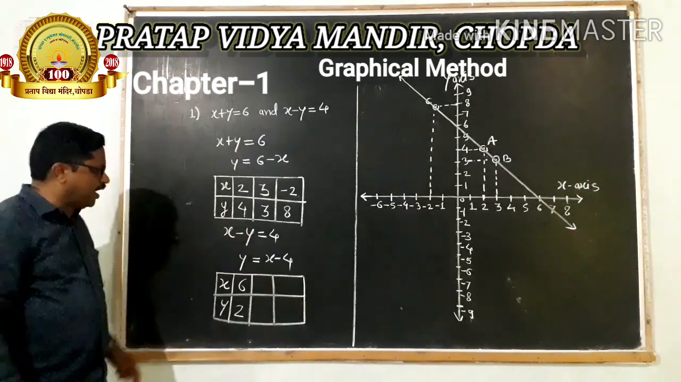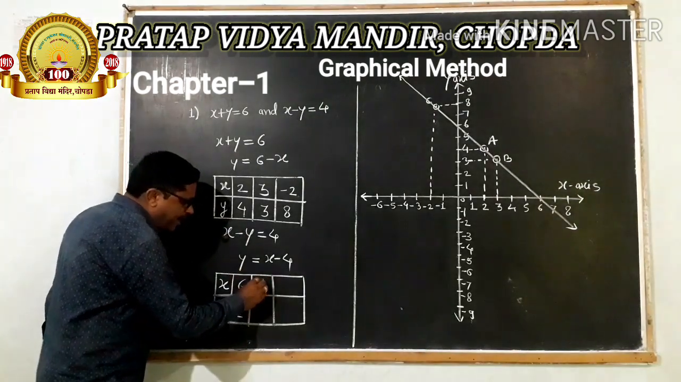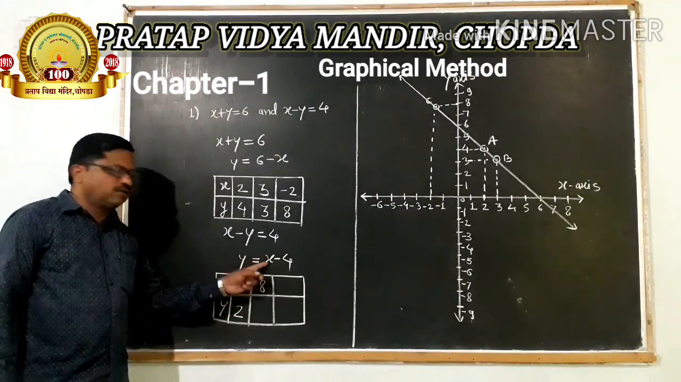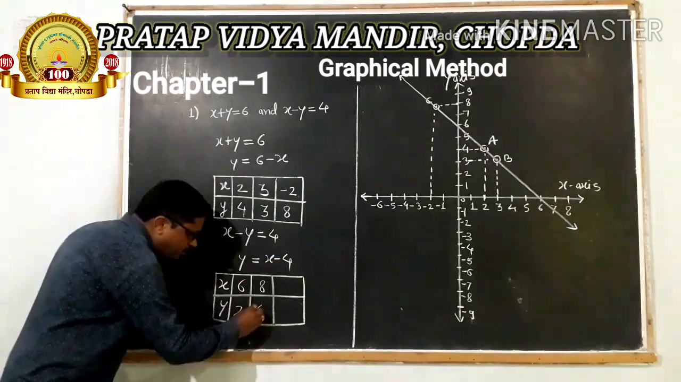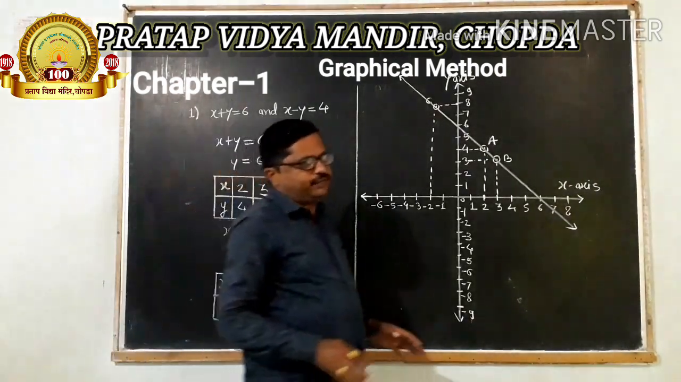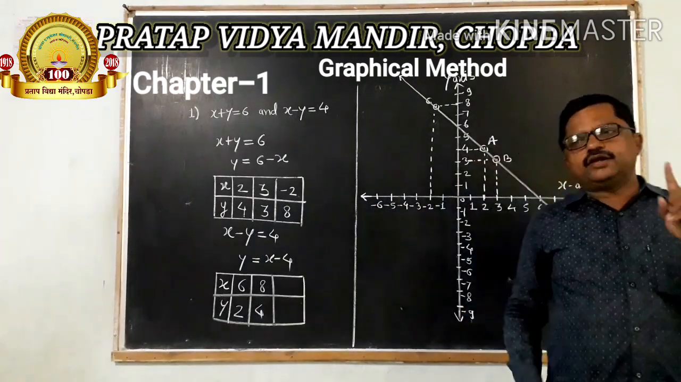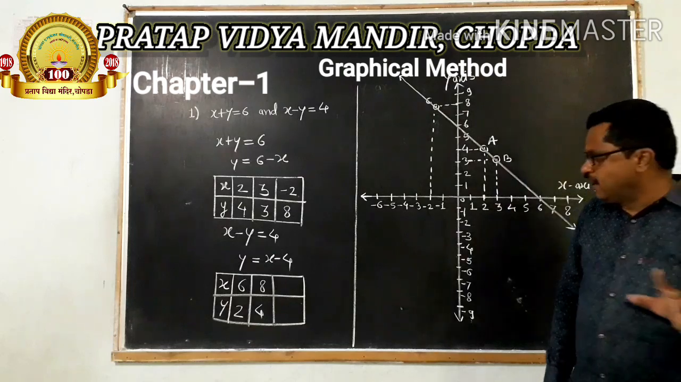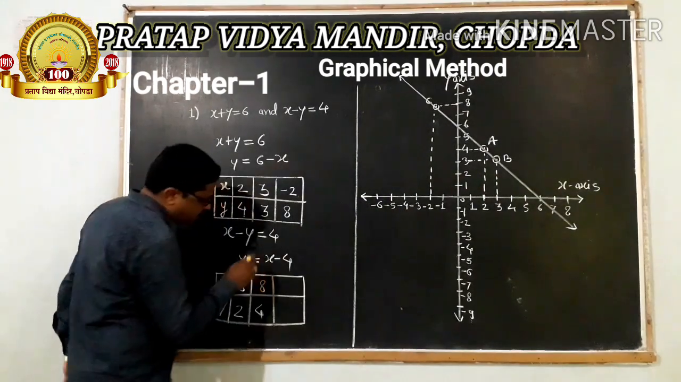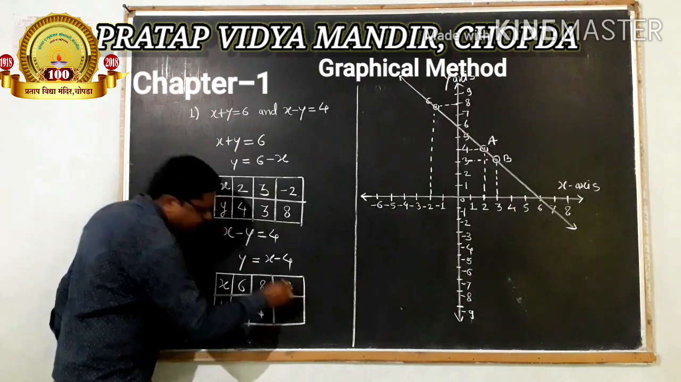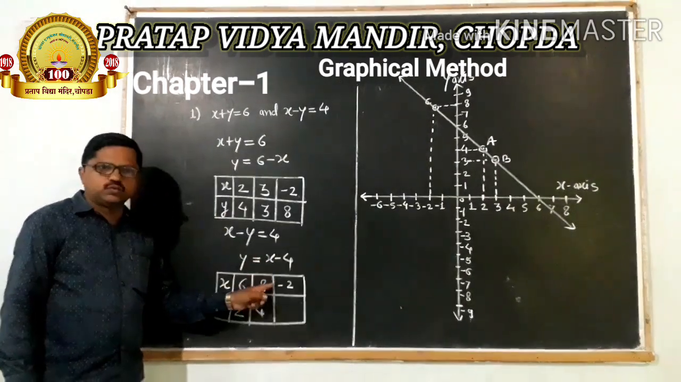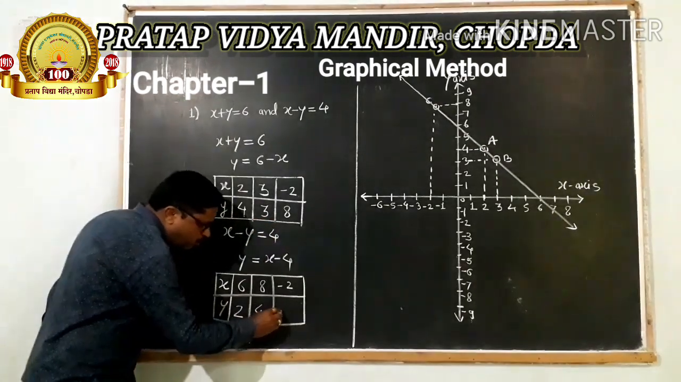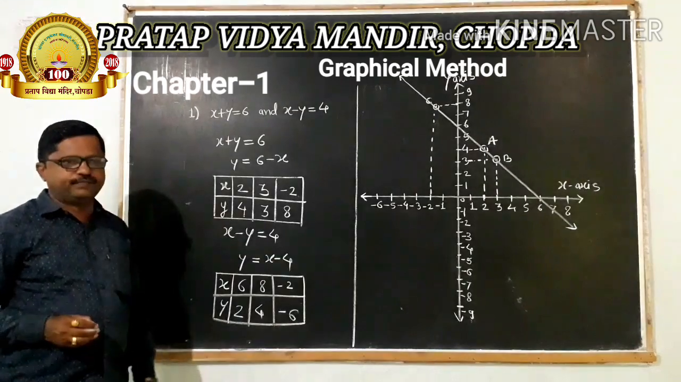Then take a second value. That value is 8. If the value of x is 8, then 8 minus 4. 8 minus 4 is 4. Now dear student, you can use one negative value for the coordinate. So you can take x is equal to minus 2. x is equal to minus 2 and minus 2 minus 4 is minus 6. So the value of y coordinate is minus 6.